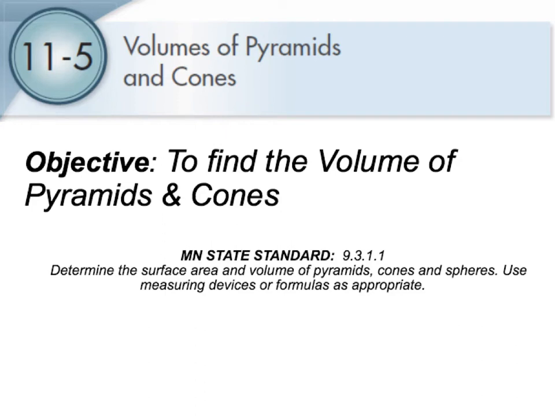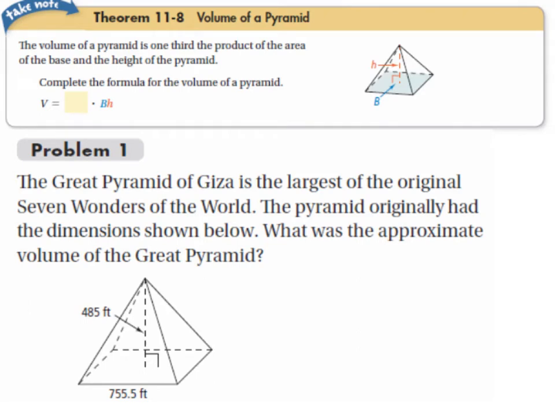Our next section is pyramids and cones with the volume. A pyramid depends on the base, and the cone is always going to have a base of a circle. First, the volume of a pyramid: it doesn't matter the base of the pyramid, the formula is always going to be the same. It's always going to be base times height.